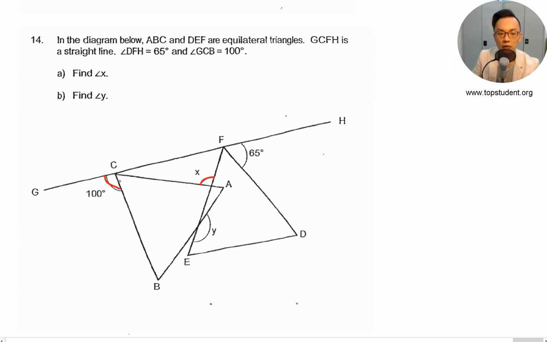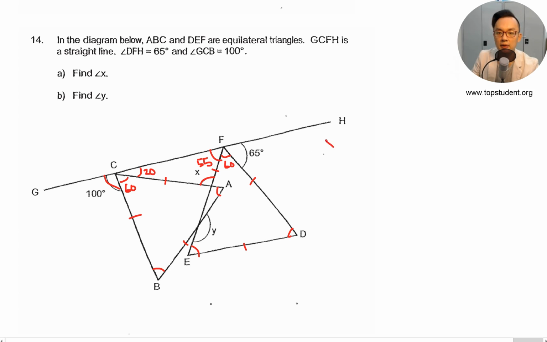So to find angle X, I know if all these are equilateral triangles, that means this, and this, and this, and this, and this, and this are all 60 degrees. So if this is 100, this is 60, then this is 20, right? 20 plus 60 plus 100 is 180, angles on a straight line. 65, this is 60, and this is 55.